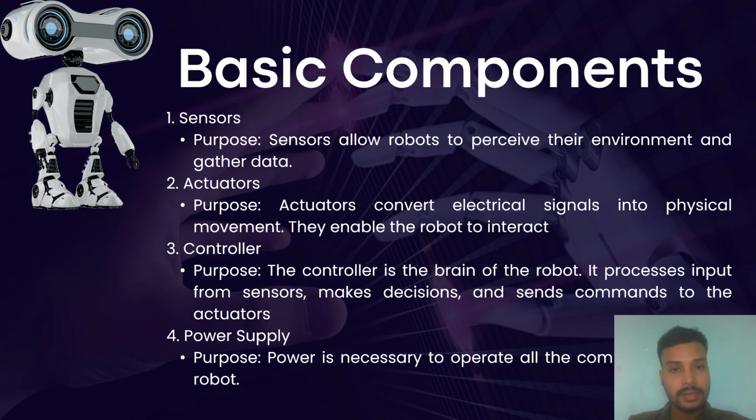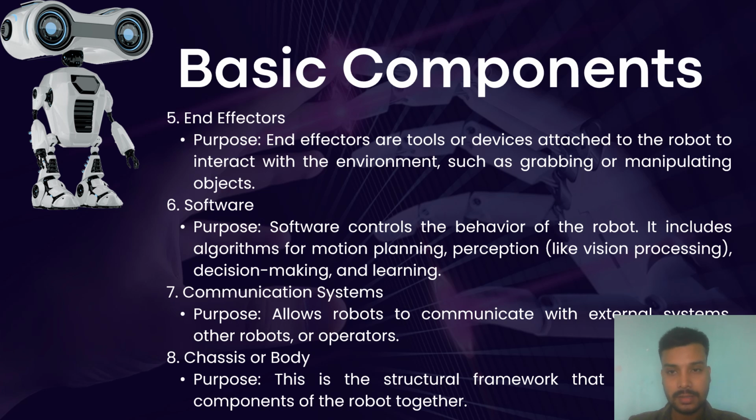Let's move on to the next slide, which contains other components like end effectors. What are end effectors? These are tools attached to a robot so that it can interact with the environment. One example is grabbing or manipulating objects. These things are achieved with the help of end effectors.